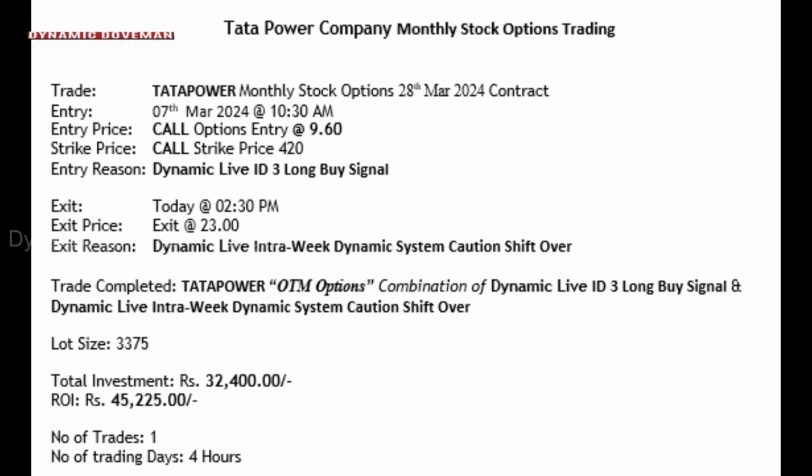When you're trading in options, you have to select the right strike price. But having dynamic live with you, that's really not a headache, because it's made very easy and you get the strike price automatically here. So there's the call option strike price, the 420 strike price call option is what we have selected, and we got it at around a 9 rupees 60 paise premium. Alright, so we buy this call option.